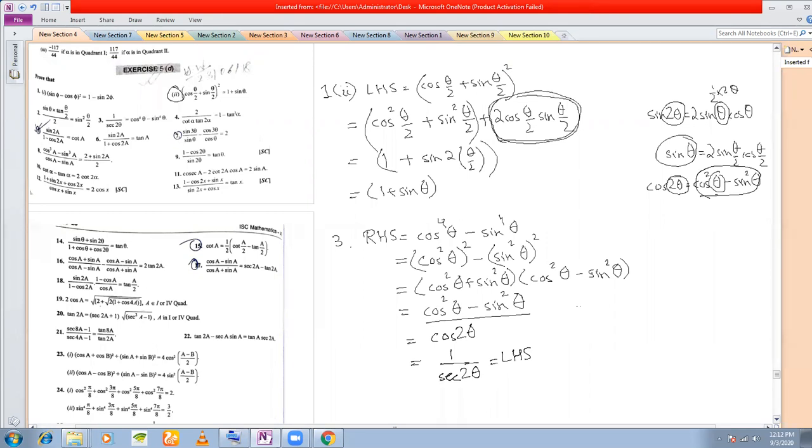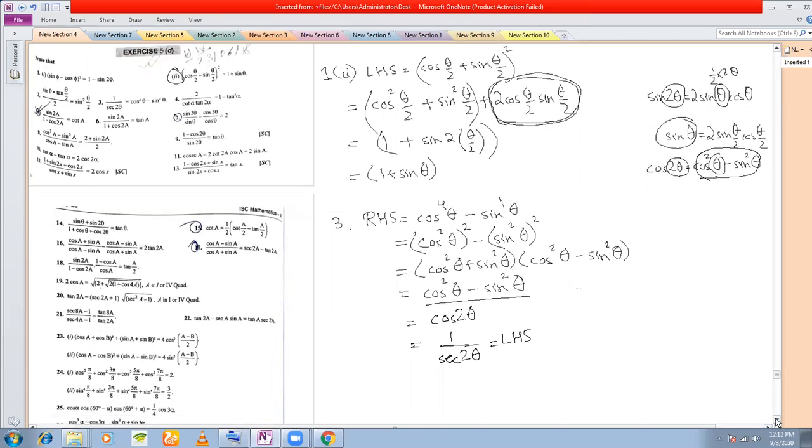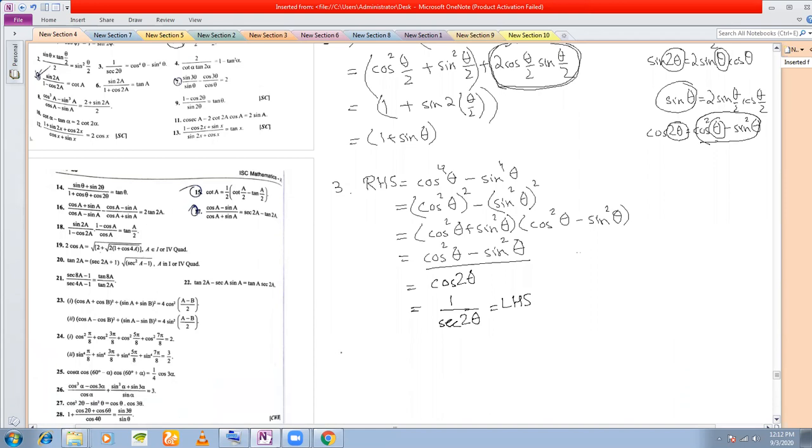No, sir. Let us do the next one, number 5. Again, a very, very important problem. Extremely important problem, number 5. Sine 2a by 1 minus cos 2a is cot a. You need to prove that sine 2a by 1 minus cos 2a is equal to cot a.